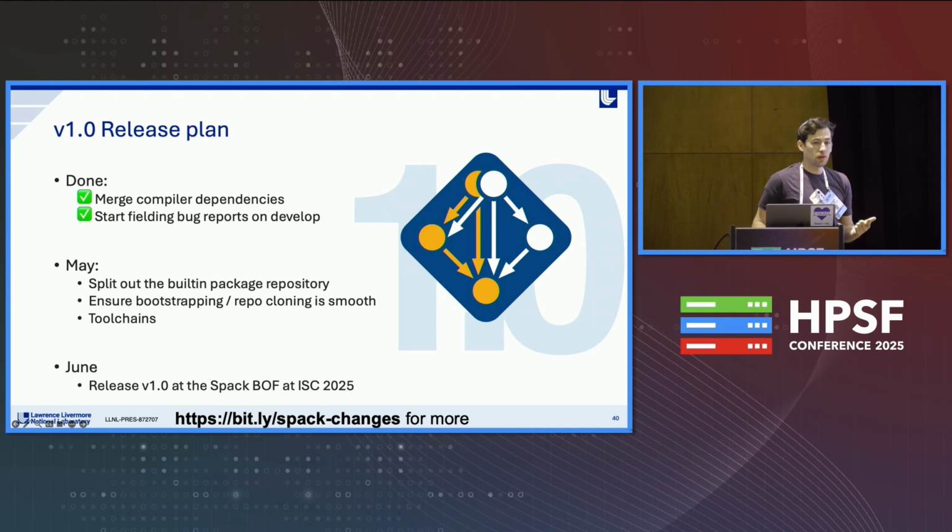We need to iron out any issues with how we get the two GitHub repositories and make sure they're in sync. The toolchains work that I mentioned, all of that we're planning to do this month. And we're going to release Spack version 1.0 at the Spack BOF at ISC. And we're going to run the tutorial on Spack 1.0 at ISC.